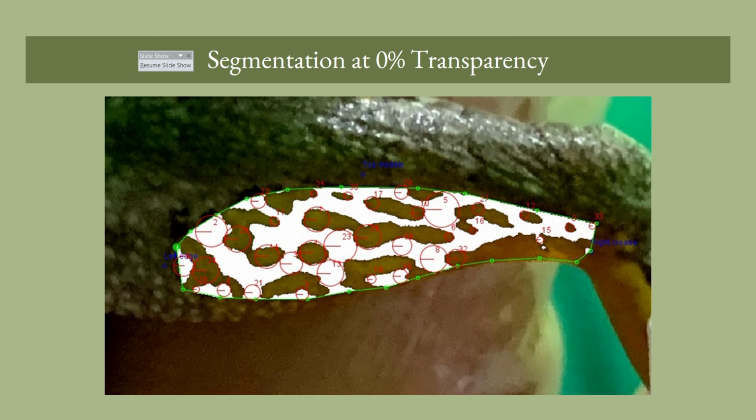And then this is also the segmentation at 0% transparency. This is kind of unique to the Pattern Plus application. It allows us to make sure that we have the full pattern that we're looking for.